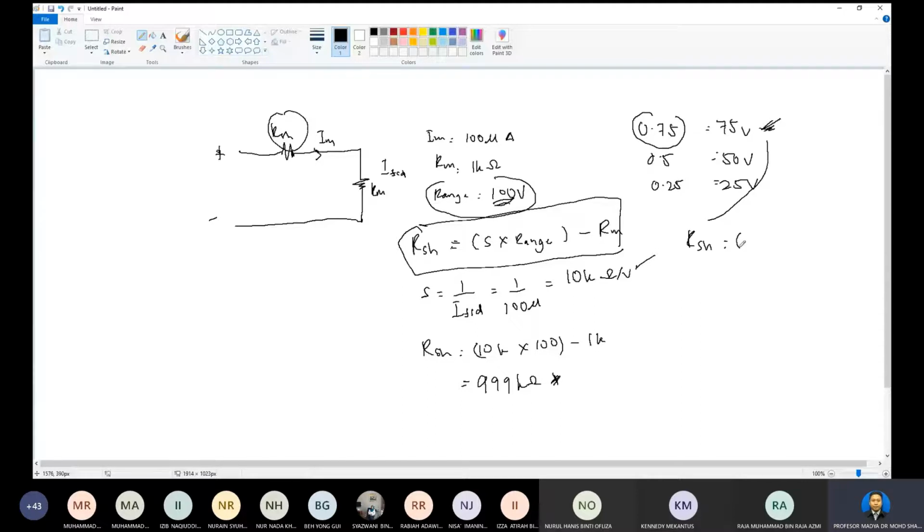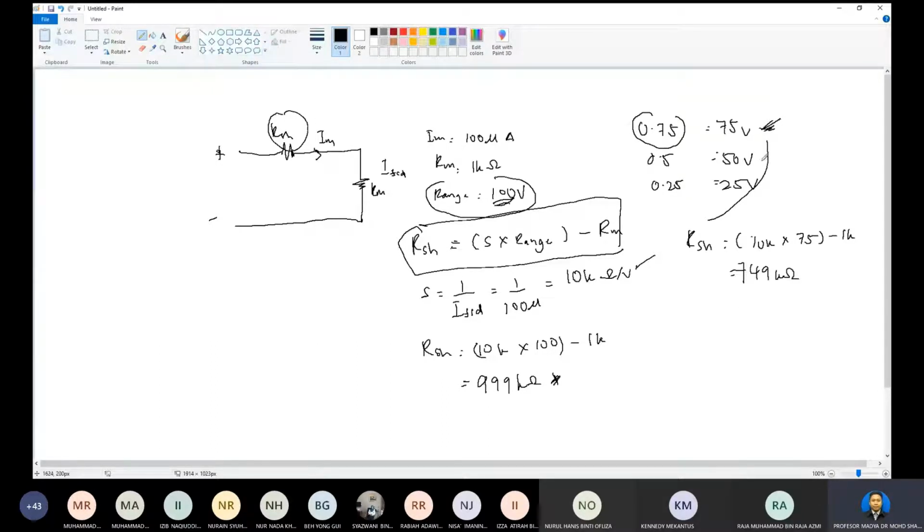The sensitivity will be the same. The range will be different, 75. So this is the R multiplier using 0.75 from the full scale deflection. You can use your calculator to calculate the multiplier resistor: 10k multiplied by 75, minus 1k, and the answer is 749 kilo ohms.